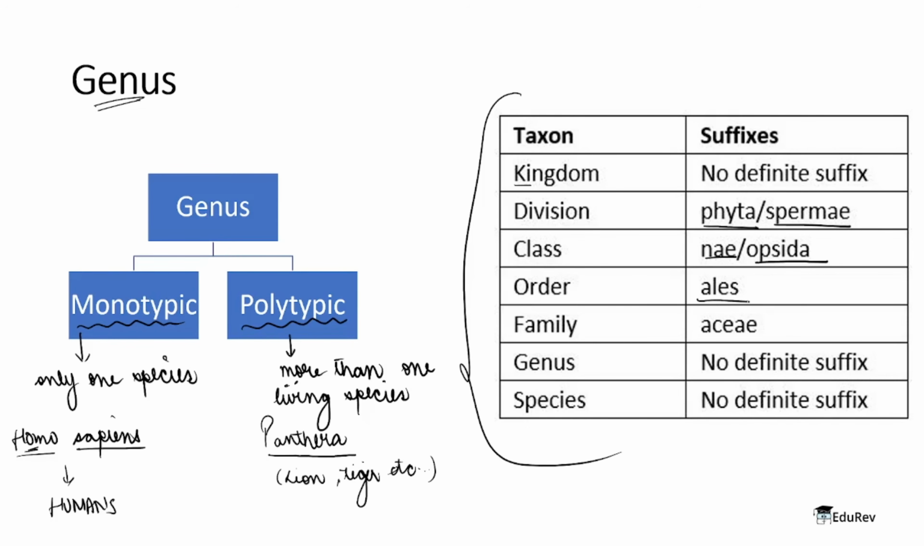With order we have ales. With family we have aceae, so it's pronounced as aceae. With genus we have no definite suffix, and with species we have no definite suffix. You can find this table in the NCERT also, and it is very important to learn this because questions can be asked on what suffix we use for a particular taxon. So you must remember all of these suffixes.